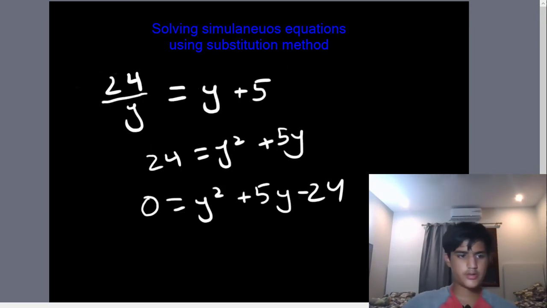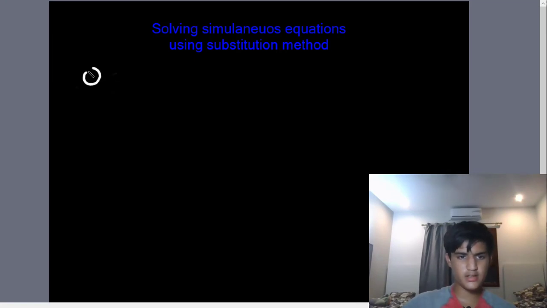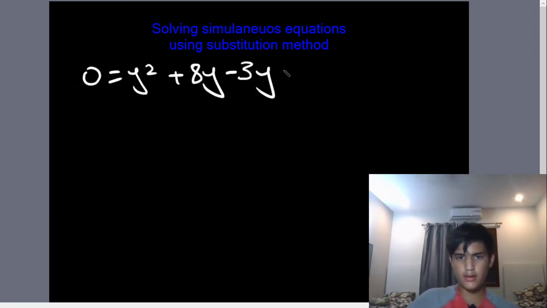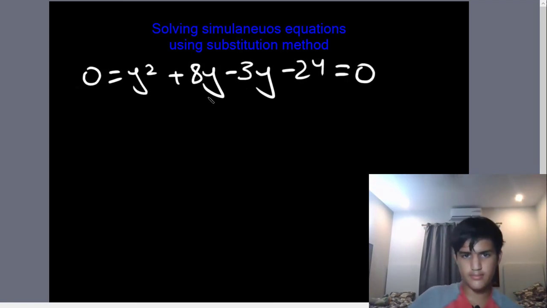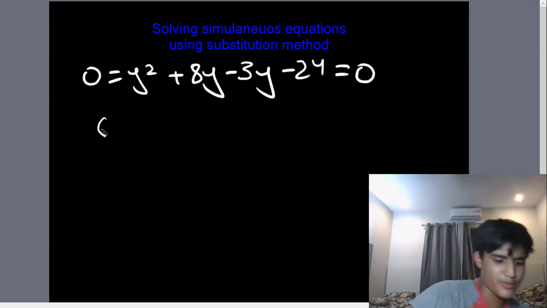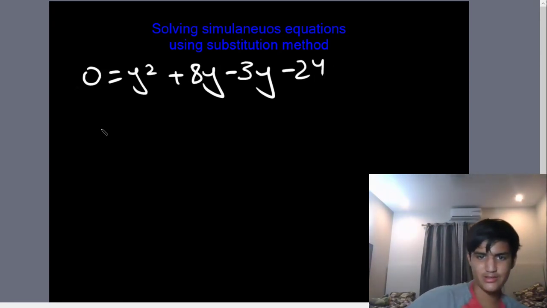Here. So y square, we're going to factorise this. So 0 is equal to y square plus 8y minus 3y minus 24 is equal to 0. So if we sum up 8 and minus 3, we get 5, and if we multiply 3 into minus 3 into 8, we get minus 24.